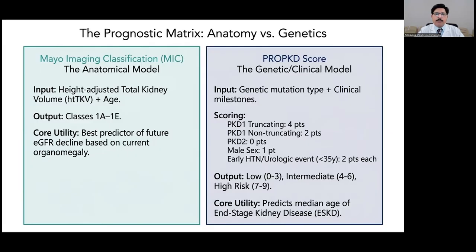Core utility: the best predictor of future eGFR decline based on the current organomegaly. The PRO-PKD score is a genetic and clinical model, scoring PKD1 truncating, PKD1 non-truncating, PKD2, which is 0 points, and male sex, 1 point. So all these things we add. If the total is 0 to 3, it is low risk, 4 to 6 is intermediate, and 7 to 9 is high risk. It predicts the median age of end-stage renal disease.